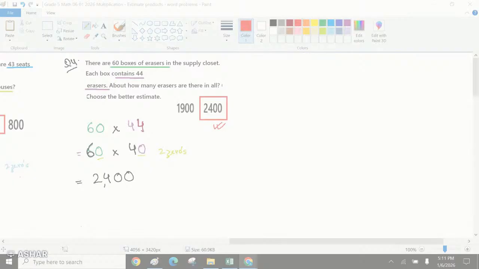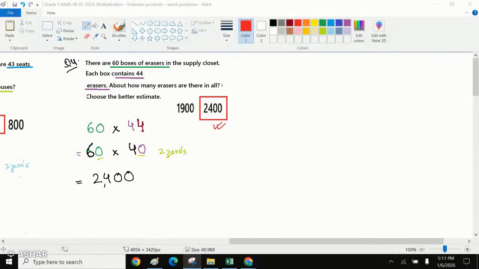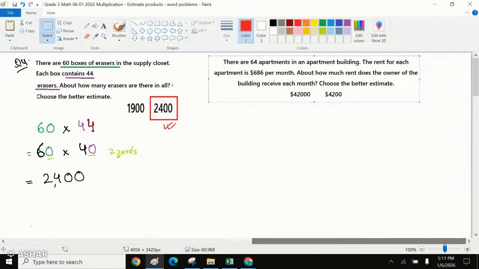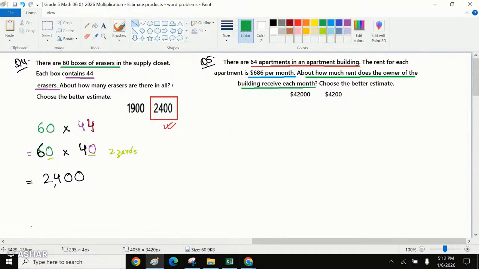Okay, the next question, question number 5. There are 64 apartments in a building, right? So they are saying in one building there are 64. The rent for each apartment is $686 per month. How much rent does the owner receive each month, closest to the value, right? We need to find the estimated number.